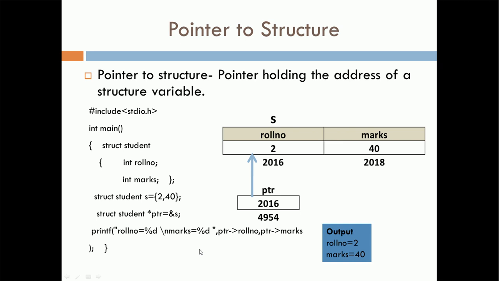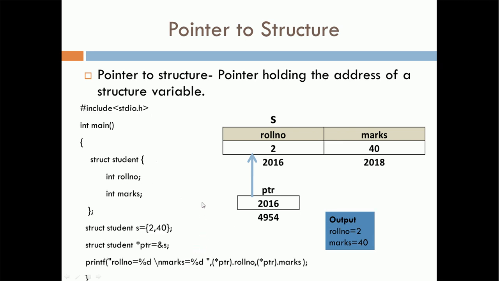Now there is another way through which we can access the structure by using a pointer. The program is the same, only there is a change in the printf statement. To access the individual fields of structure variable s, we have written star ptr dot roll number. Using this statement, we can access the roll number of structure variable s. Here star ptr is the same as in a normal pointer.